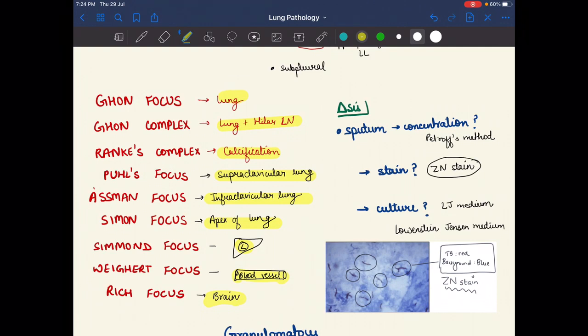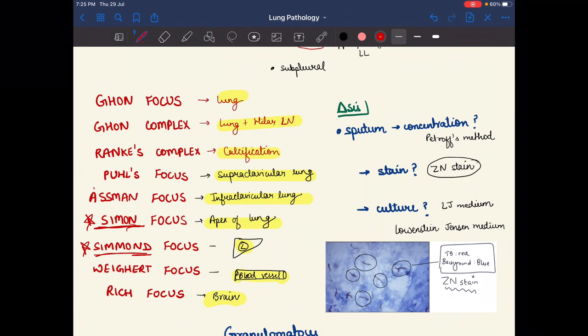Please remember: Ghon focus, lungs; Ghon complex, lungs plus hilar lymph node; Ranke complex, calcification; Puhl focus, supraclavicular; Assmann focus, infraclavicular. Simon focus is at the apex of the lung, and Simon focus is also in the liver. Weigert focus involves blood vessels; we can remember it as W for Weigert, W for vessels. And Rich focus involves the brain. So these were the types of foci which we see.